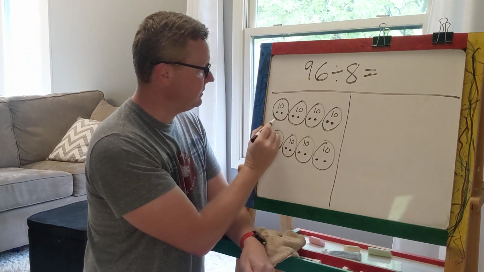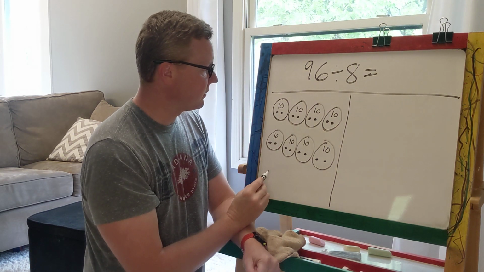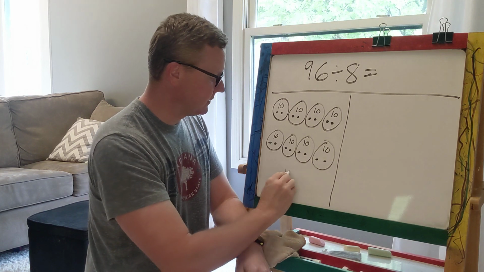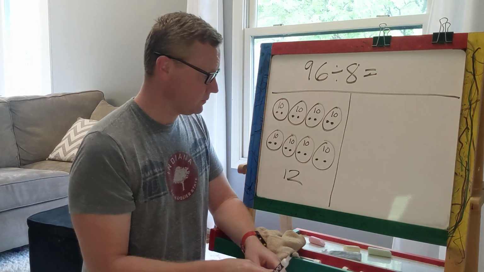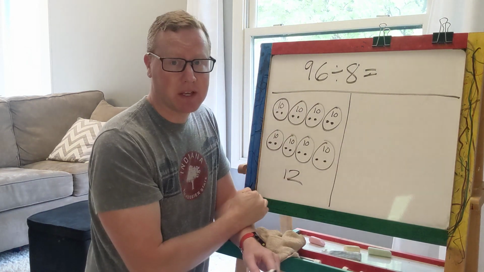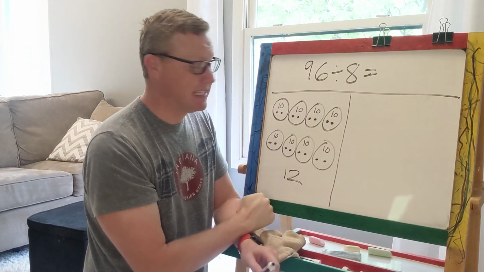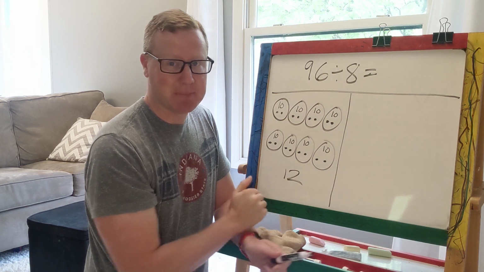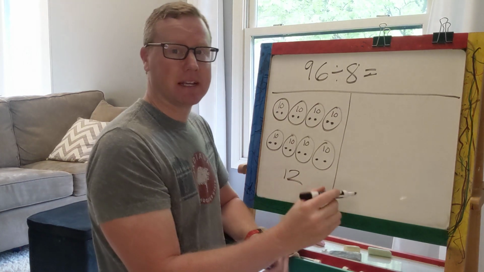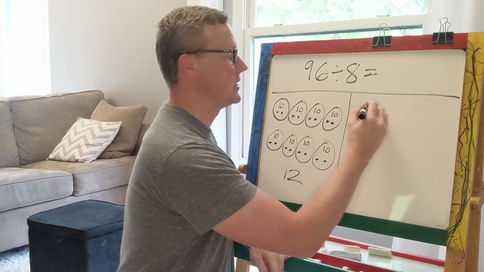So I had my 10, and 1 and 2 is 12. So each one would get 12. That is one way, called modeling, which we did in the beginning of the year, that you can get 96 divided by 8. Not the most efficient, is it? Let's do the other way that we started doing in the middle of the year.